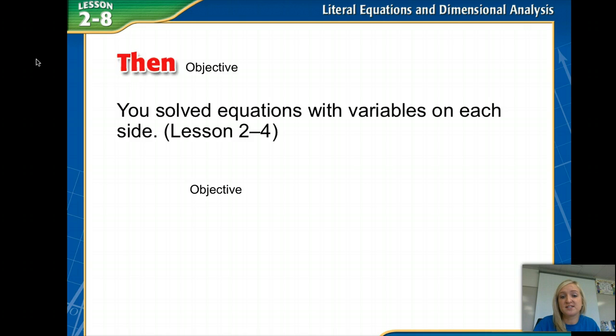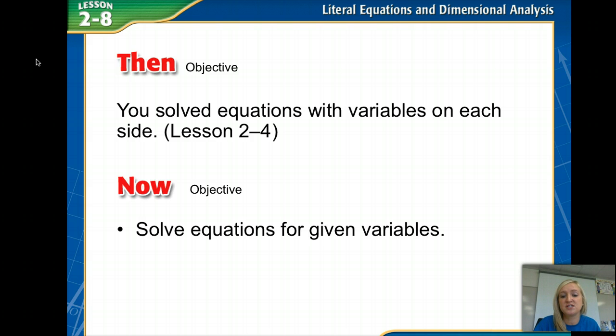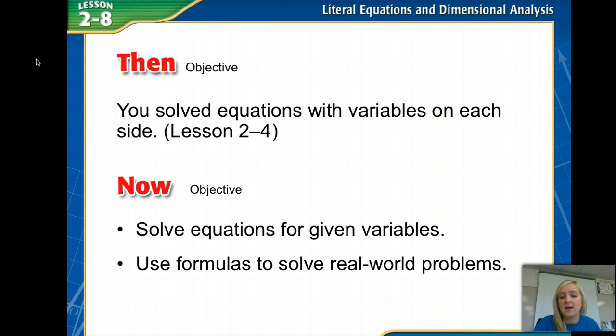The previous objective was to solve equations with variables on each side. What you need to write down for today's objective is to solve equations for given variables. The second objective is to use formulas to solve real-world problems. Again, just a reminder to pause the video at any time that you feel I'm going too fast.